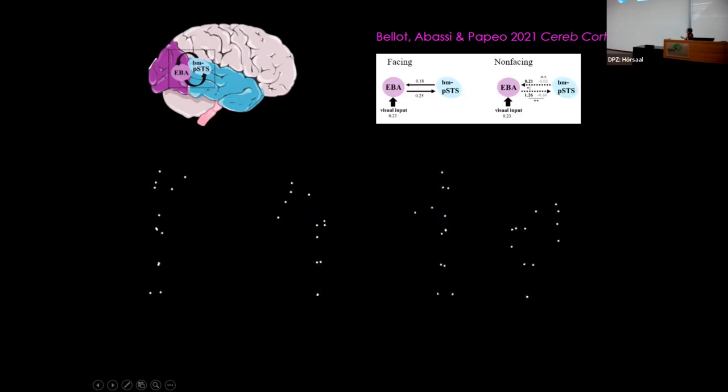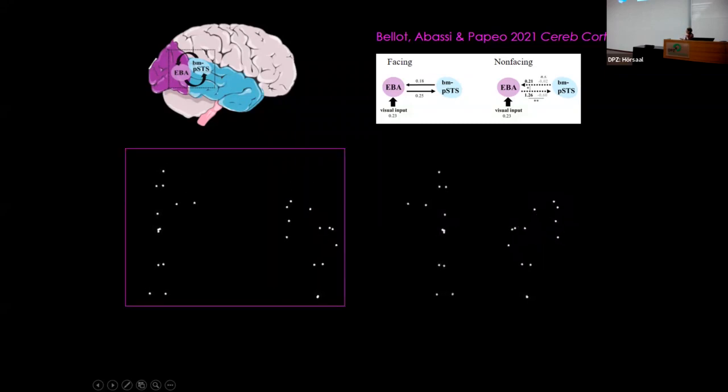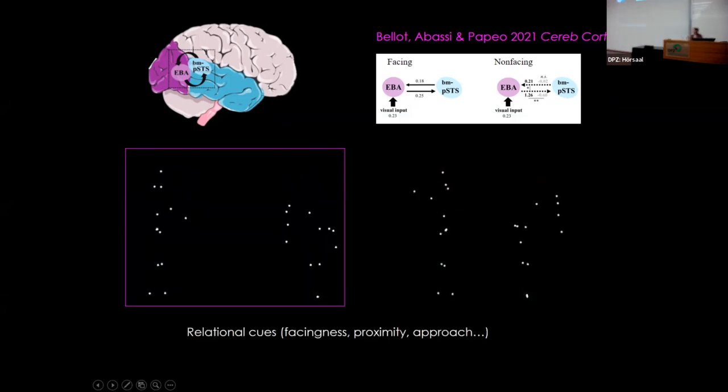We found that the bidirectional connectivity between these two regions is increased when we presented face-to-face bodies, and it's even decreased when we see the very same bodies back to back. So what does it mean? This means that this stimulus, which is visually very similar to this other stimulus, carries a number of visual-spatial cues of interaction, such as the spatial proximity, the facingness, the approaching behavior, that are captured by the visual system and give rise to a dramatically different representation.